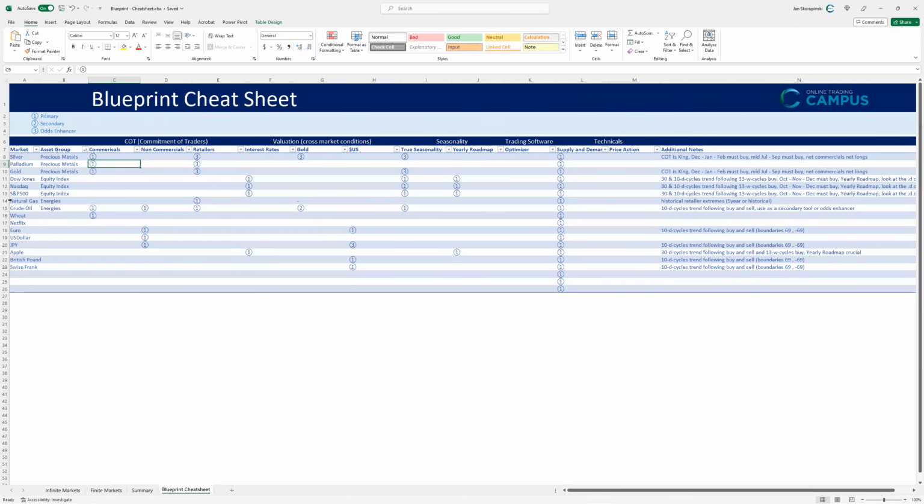Now our energies, we have crude oil right there. We looked at the commercials. We looked at the non-commercials. We looked at the retailers. We can look at gold as a cross condition. We looked at true seasonality. We looked at supply and demand. And gold is a 10-day cycle in terms of trend following. We use it as a secondary tool or odds enhancer.